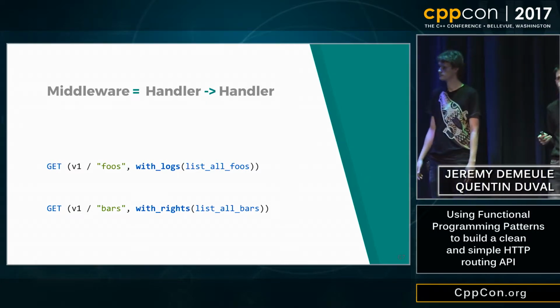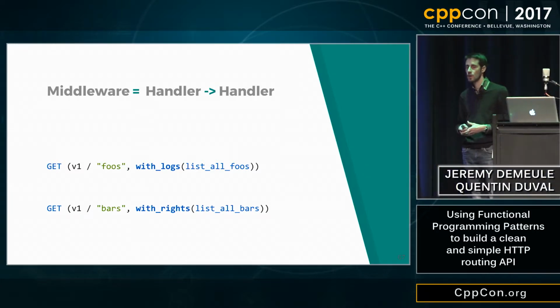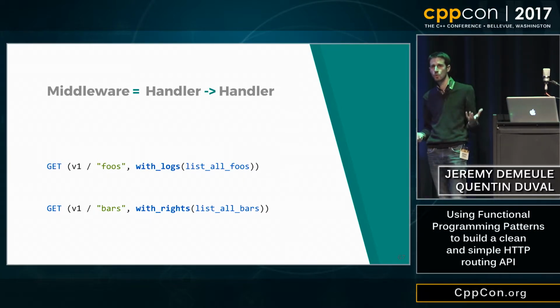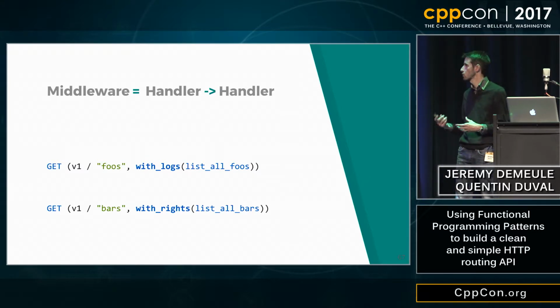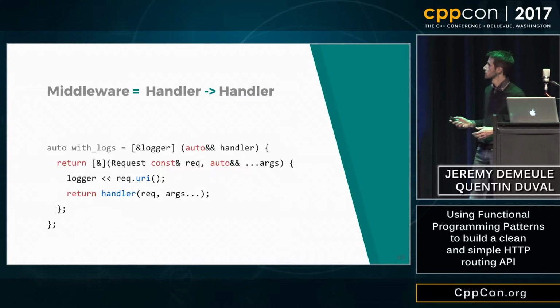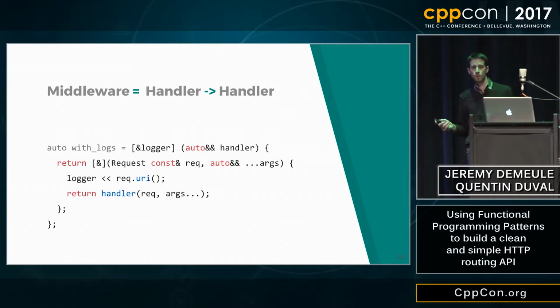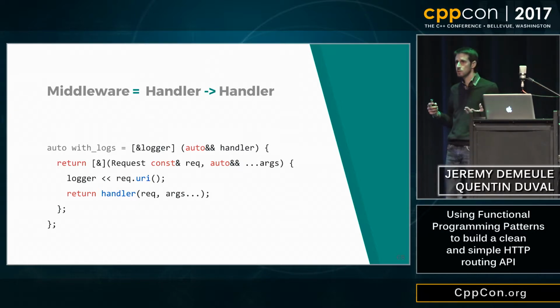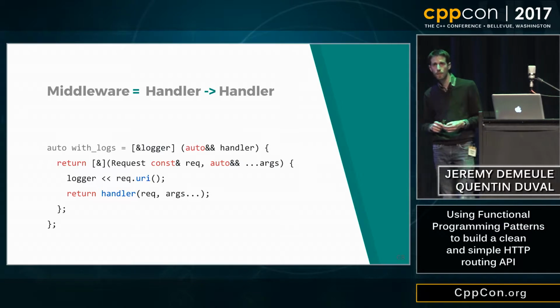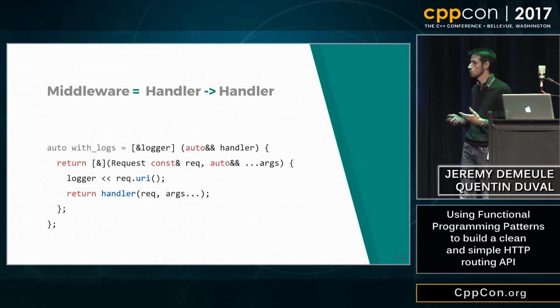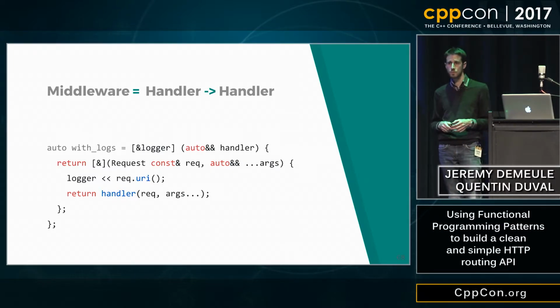So the purpose of the middleware is to provide decorated handlers. So a middleware is just a function which takes a handler and returns a new handler decorated with the new behavior. In our logging case, this will be a simple function which returns a lambda, and this lambda calls the previous handler, the original one, and does the special stuff here to log the URI.